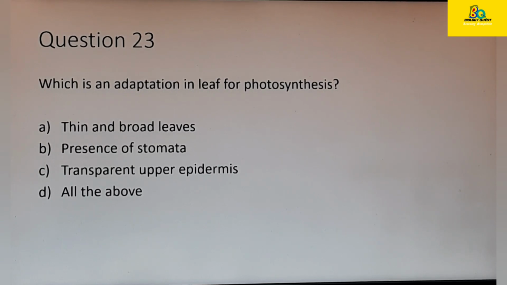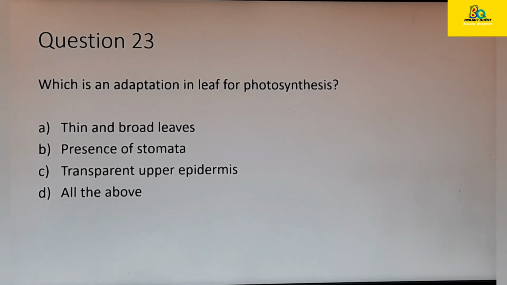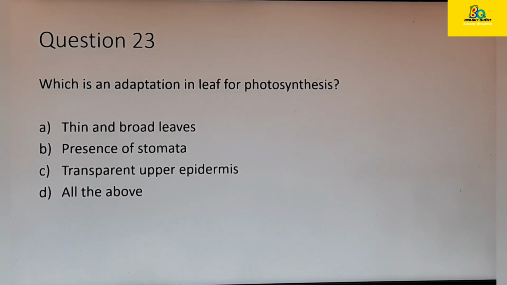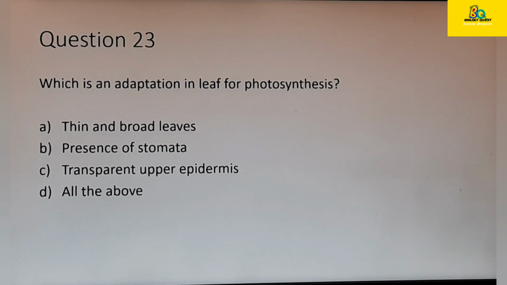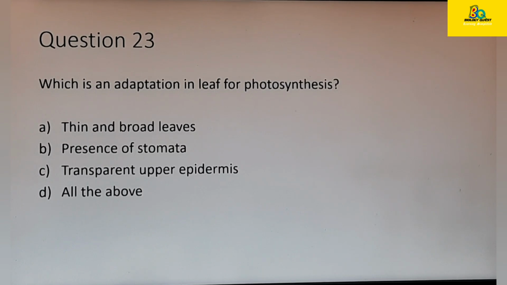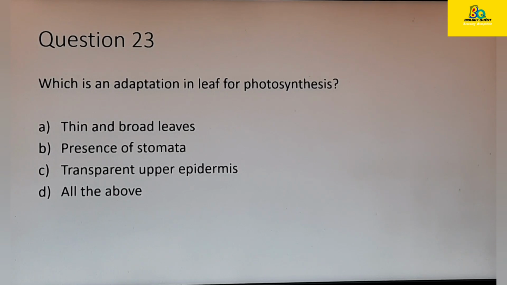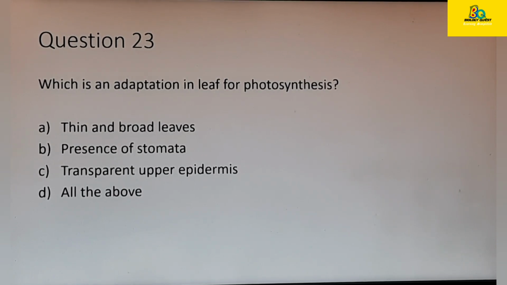What does the stomata do? It is through the stomata that gaseous exchange takes place. The carbon dioxide that is needed for photosynthesis enters into the leaf through the open stomata. So, presence of stomata is important. Then transparent upper epidermis. Yes, the epidermal cells are transparent. Why? This is to allow light to enter freely into the leaves, because the chlorophyll or the chloroplast are mostly concentrated in the palisade layer. So for the light to enter into the leaves, the epidermis should be transparent. So the transparent epidermis is to allow more amount of light to enter into the leaves.